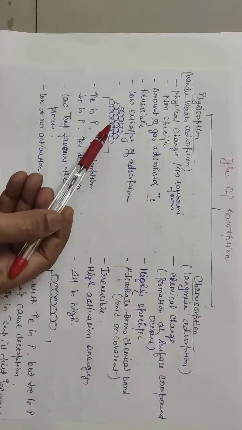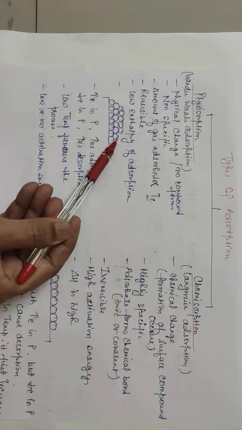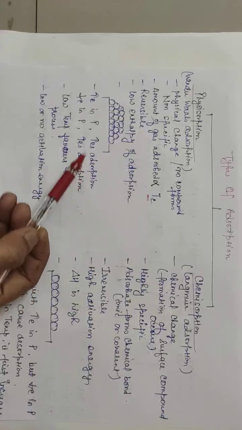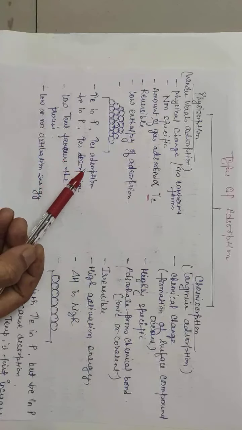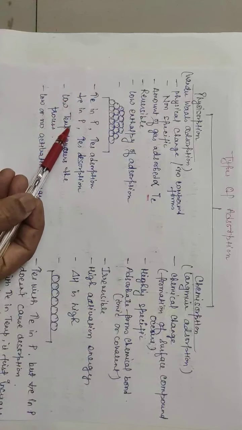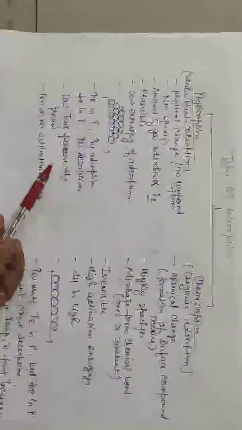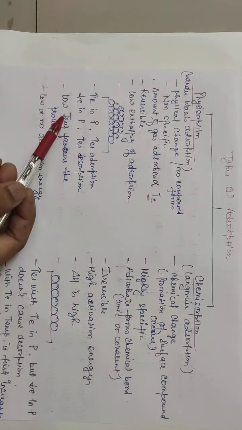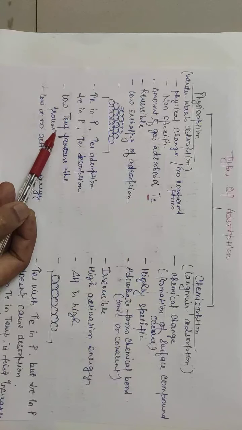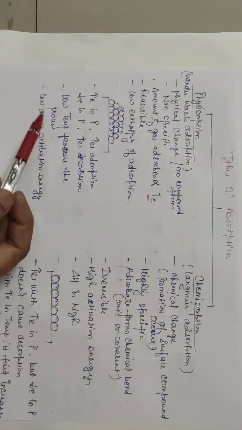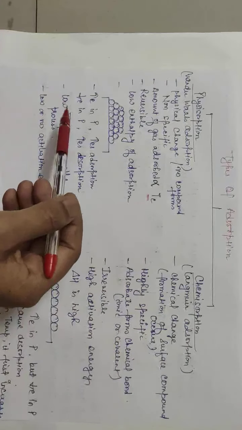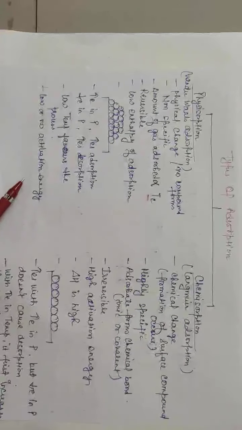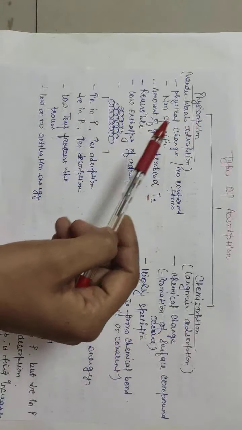It forms a multi-molecular layer of adsorbate on adsorbent. With increase in pressure, it increases, and with decrease in pressure, it decreases, meaning decrease in pressure will increase desorption. At low temperature, it is a favorable process. As the temperature increases, the desorption increases as the kinetic energy of the molecules increases. Low or no activation energy is associated with the process of physisorption.